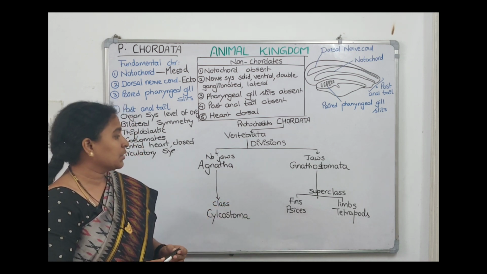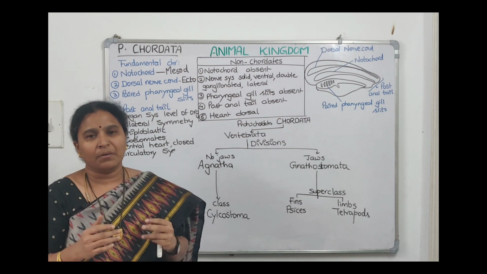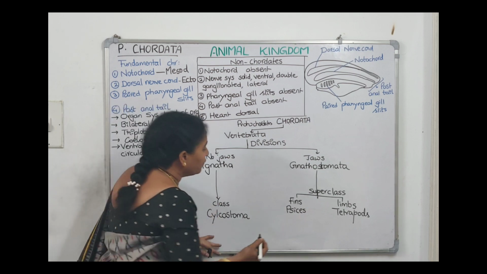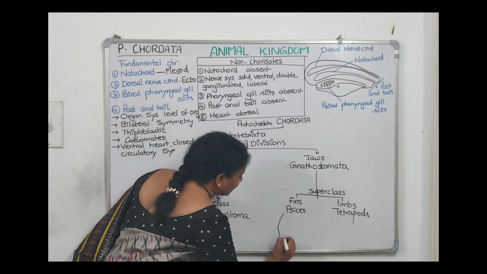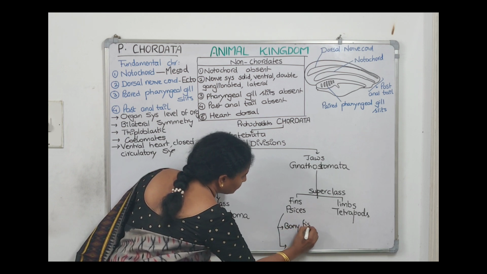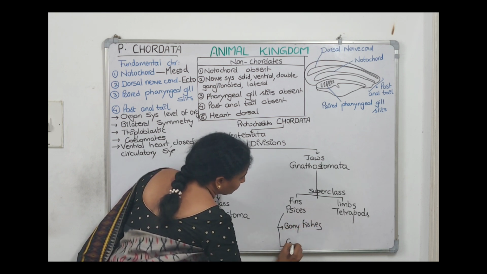is called tetrapods. Now in fishes, depending on whether a bony skeleton or a cartilaginous skeleton is there, we can divide the fishes into two classes. What are the classes? Bony fishes and cartilaginous fishes.